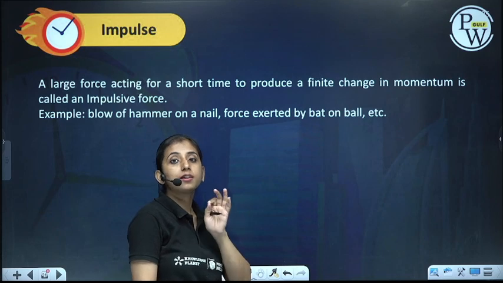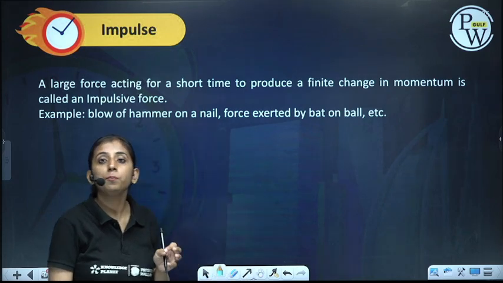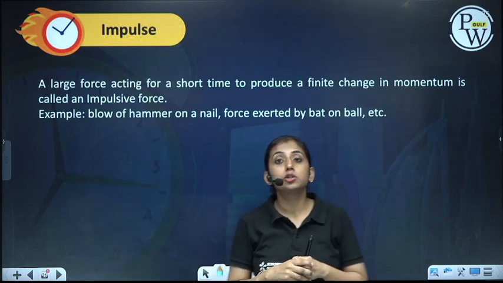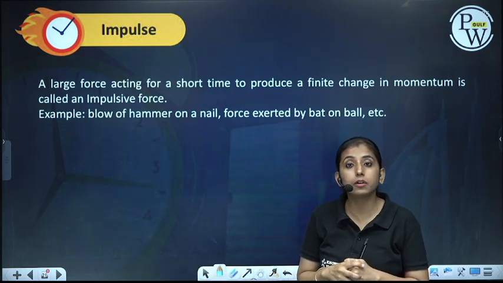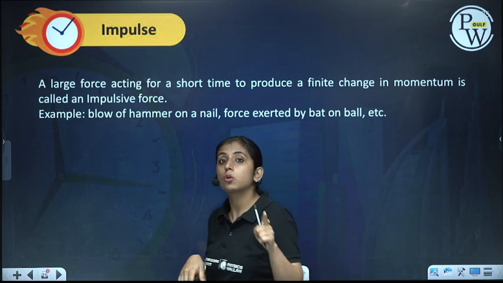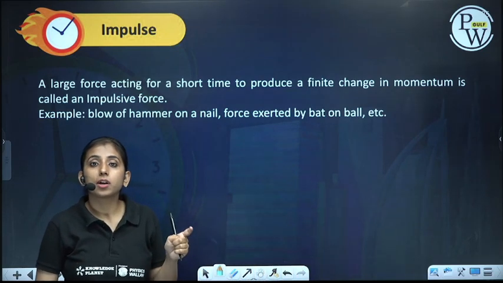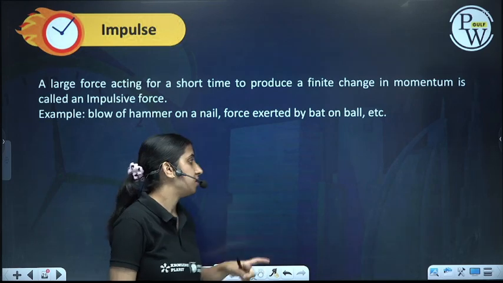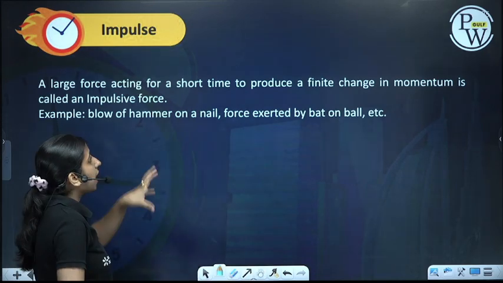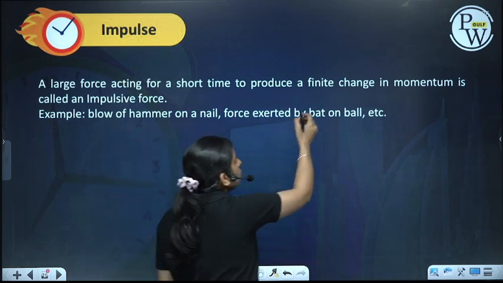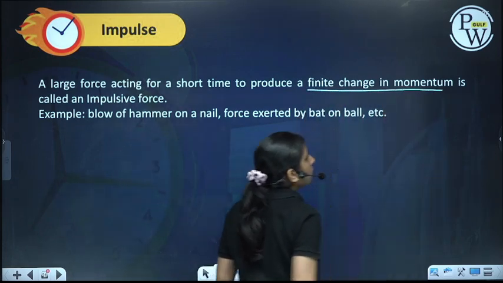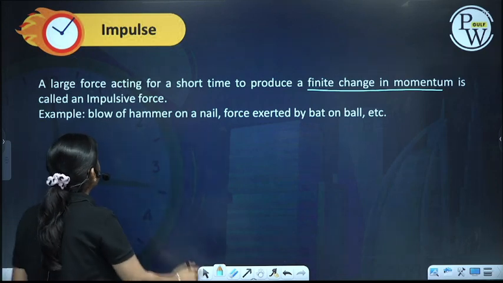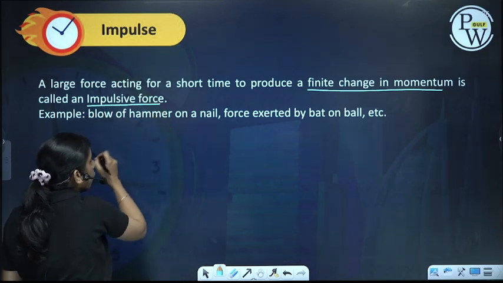This product is called impulse. So if we have a very large force acting for a very short interval of time, such a force is called an impulsive force, and the product of the force and time is called impulse. A large force acting for a short time produces a finite change in momentum.